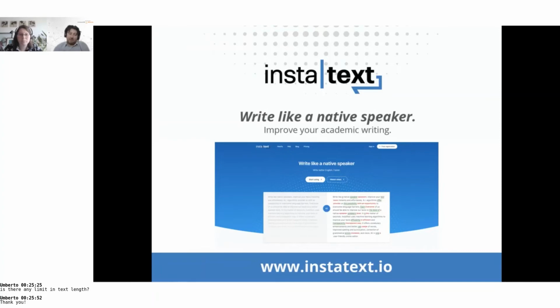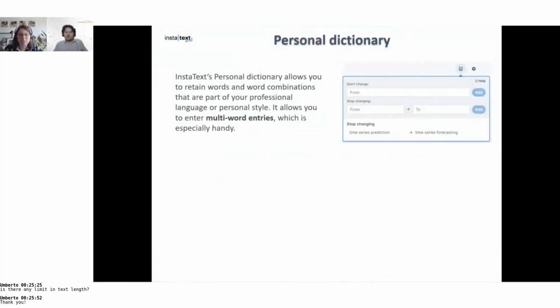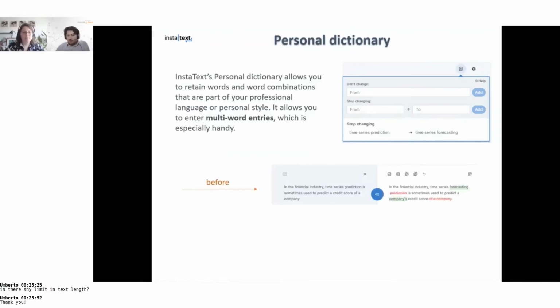But usually more important from the perspective of academia is that we all have some special words like argument-based machine learning. This is something we invented during our PhDs, and now I don't want InstaText to correct this into something else. So I simply say, don't change argument-based machine learning, and it will stay like this in all texts. Or sometimes it's a matter of personal style, or personal choice, like here, time series prediction into time series forecasting. They are both correct.